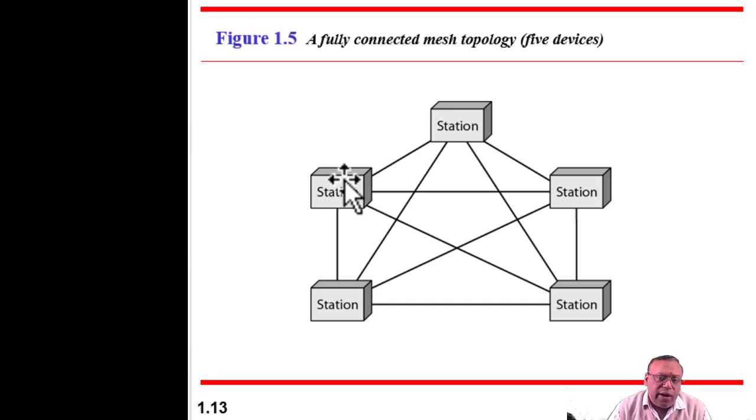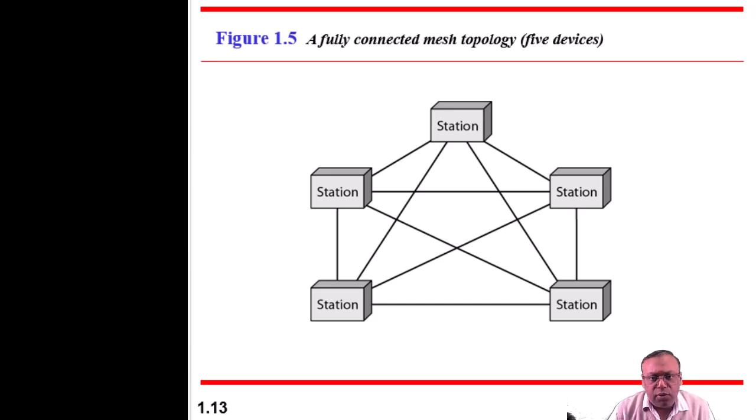Though it is a reliable transmission because we have a direct connection between each and every device, if at any time any direct connection faces some kind of failure, then there is an alternate route. Like from this station to this station we face a direct connection problem, then we can transfer the data either from this route or from this route. So this is the thing here.